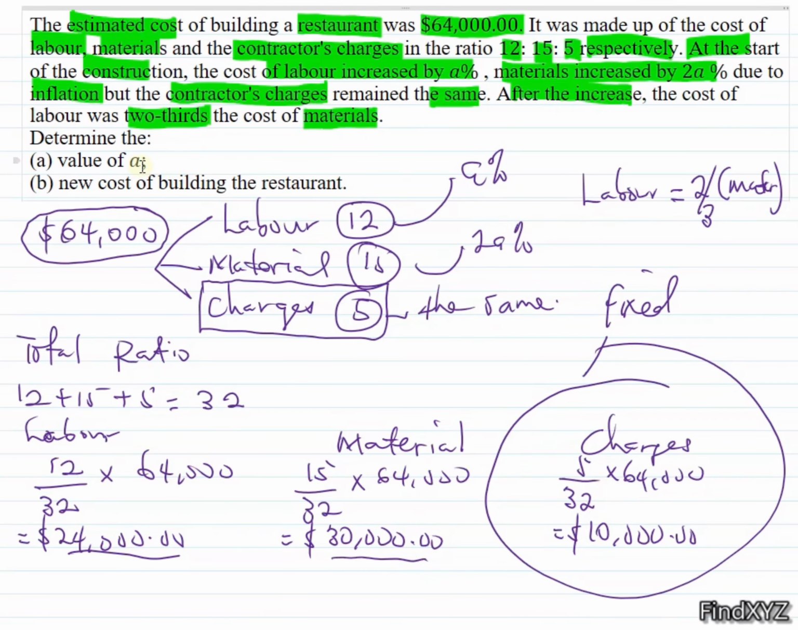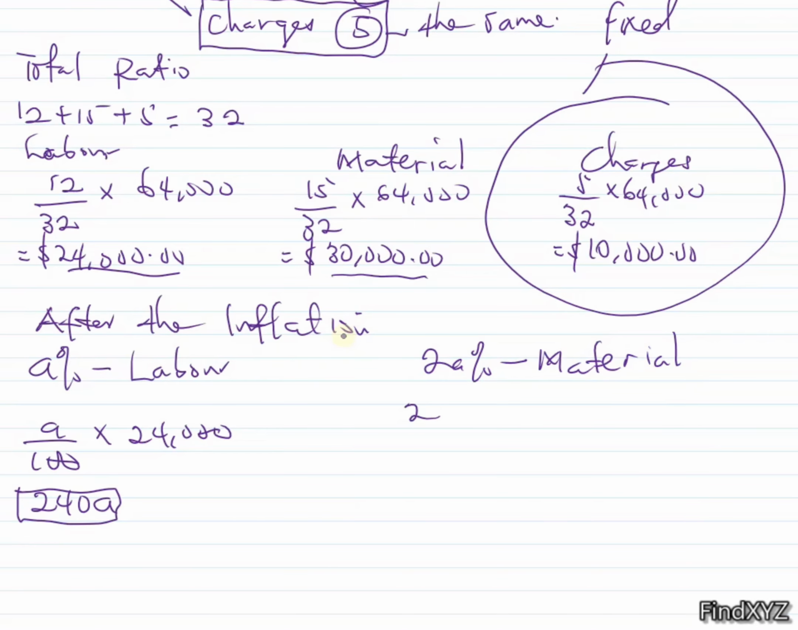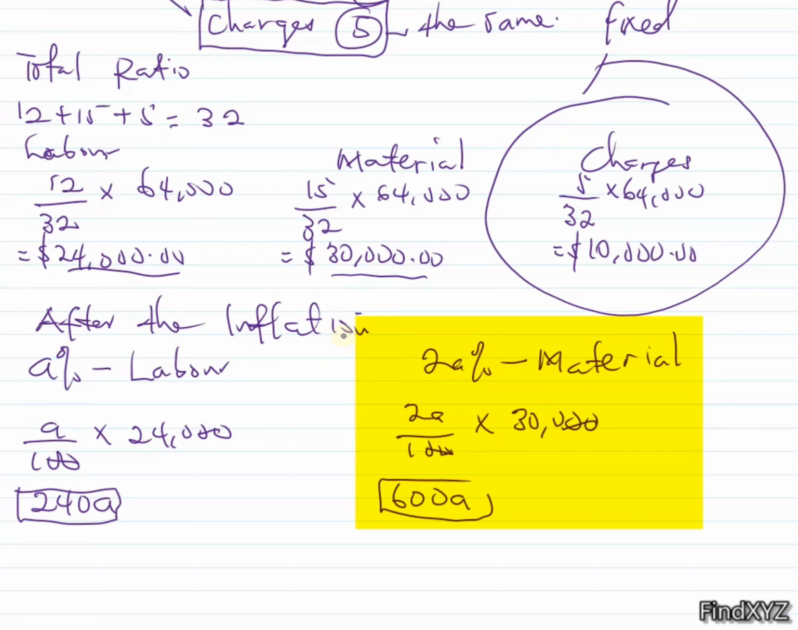A% means that A out of 100. Now what is the cost of labor, which is 24,000? When we simplify this, we are going to get 240A. This is for the labor. Then material, which is 2% means 2 out of 100, times material, which is $30,000. Then after simplifying, we have 2A times 300, that will give us 600A. This is for the material.